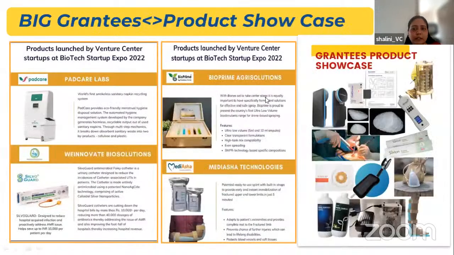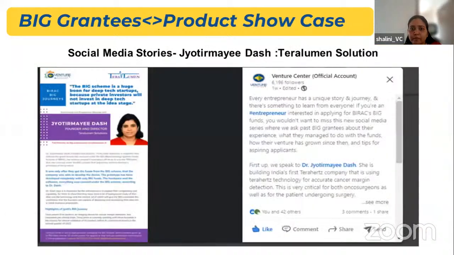And these are recent products which were launched at the Biotech Startup Expo, which was inaugurated by the Prime Minister. Four of our grantees' products were launched, and this is a snapshot of the products which will soon come into market, and some are under clinical trials.